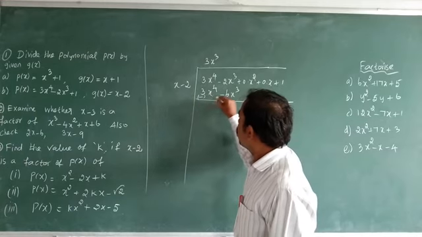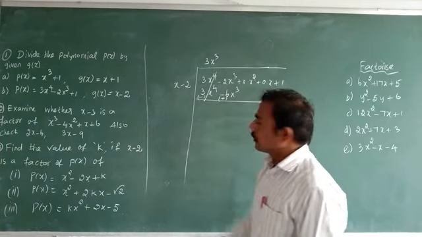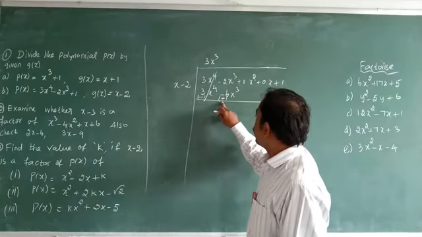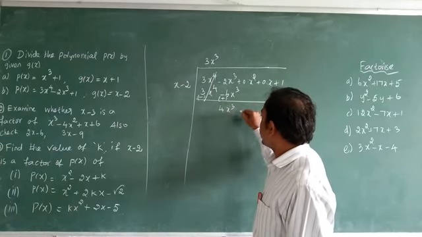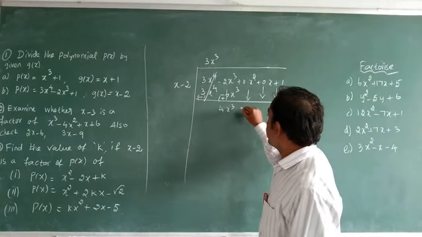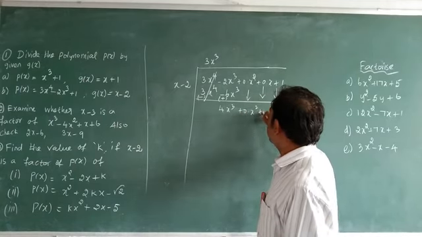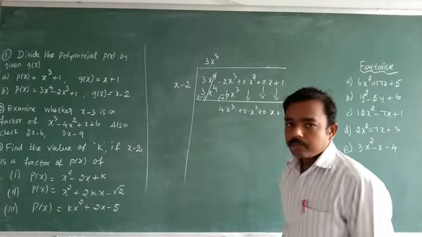Subtract, change the sign. You can cancel this. So minus 2 plus 4, that is plus 6, is 4x power 3. You can carry over this: plus 0 into x squared plus 0 into x plus 1.